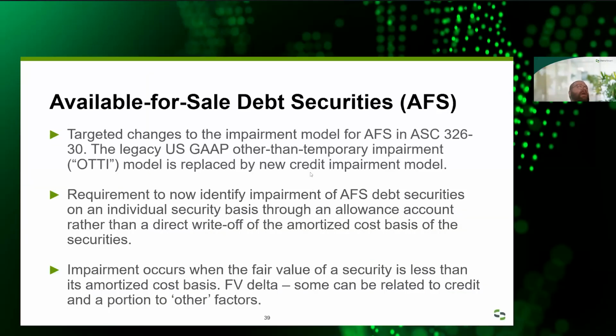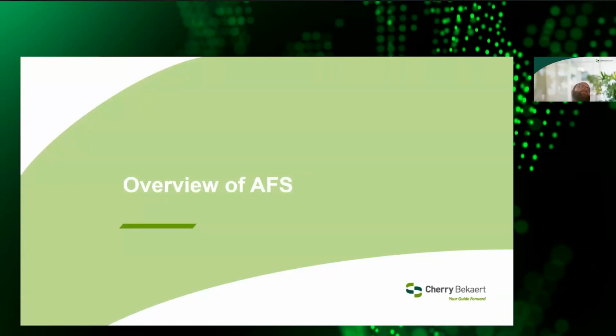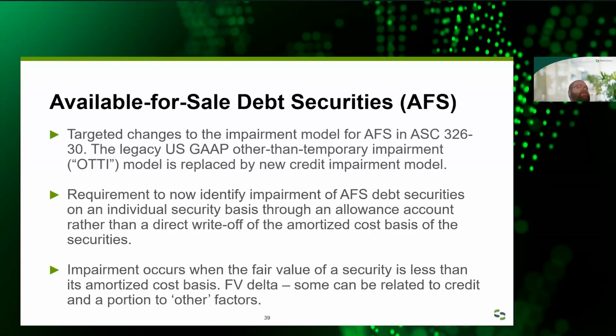So let's quickly talk here about the other change that Andrew mentioned, which is available for sale debt securities, okay? So there were targeted changes. Everything we've talked about so far is just your financial assets that are recorded at amortized cost, right? And that's the heart of the change for CECL. But the ASU that created CECL also did create some changes. ASU 2016-13 did create some other changes, and the other changes are mostly for available for sale debt securities, right? And so the old legacy other-than-temporary impairment loss model is gone, and now we have kind of a new requirement to identify impairment for available for sale debt securities on an individual security basis, right?